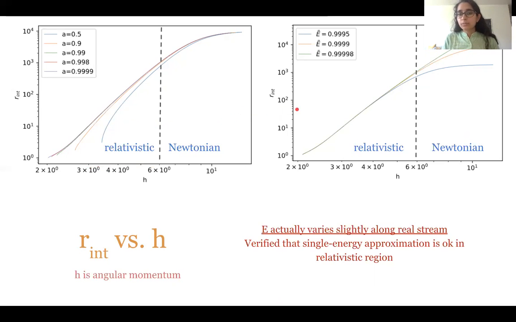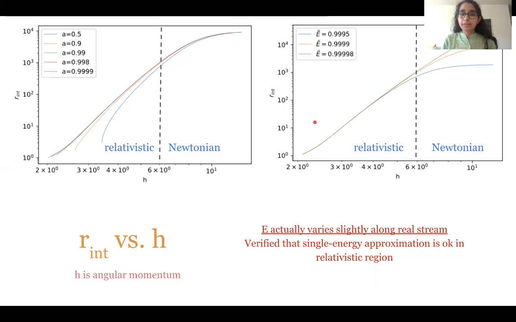Now we move on to plotting our intersection as a function of angular momentum for different energies. Now, as you can see, the plot here is very different from the plots we got earlier. Because in this case, in the relativistic region, they match each other. But in the Newtonian region, they start to diverge.